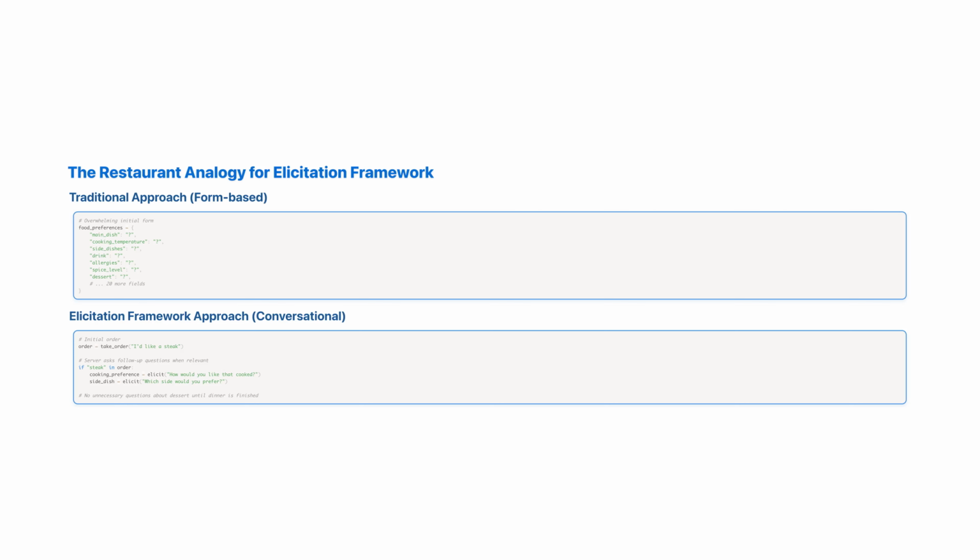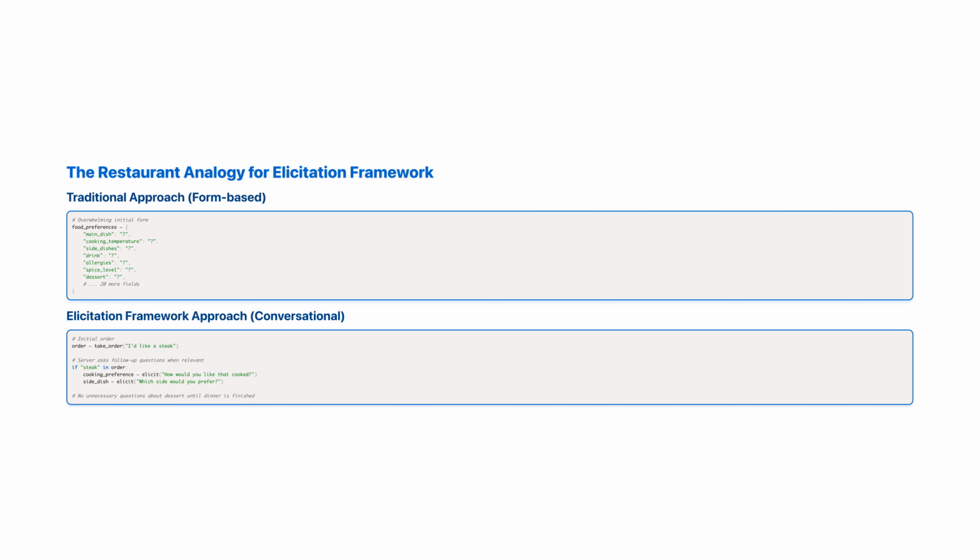Wait, so it's kind of like when you order food at a restaurant. Instead of making you fill out a comprehensive form of all possible preferences, the server just asks follow-up questions as needed. Like, how would you like that cooked? After you order a steak. That's exactly right. Perfect analogy. The server doesn't bombard you with 20 questions when you first sit down. They ask contextually relevant questions exactly when needed.